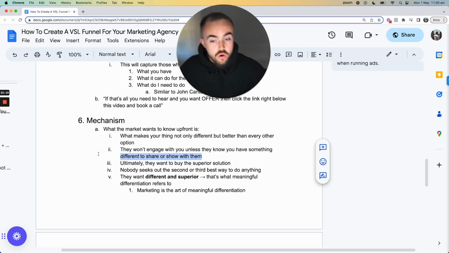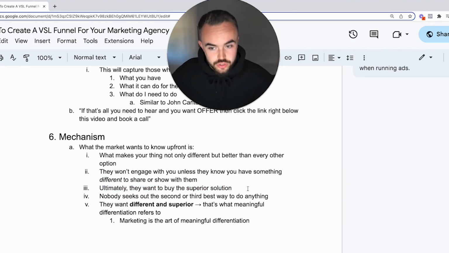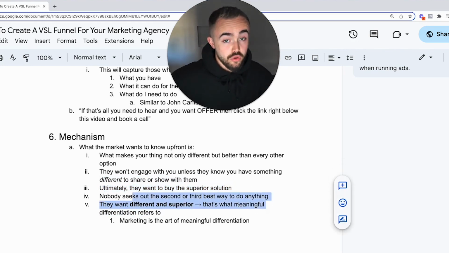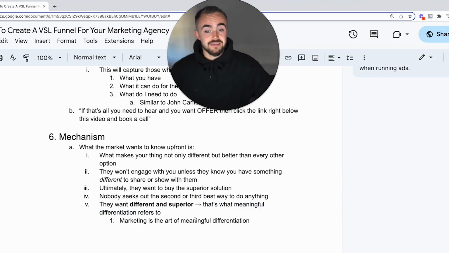So as I say, they won't engage with you unless they know you have something different to share with them. And ultimately, they want to buy the superior solution. Okay, nobody seeks out the second or third best way to do anything, right? They want different and superior. That's what meaningful differentiation refers to. And that's really all marketing is. Marketing is meaningful differentiation.